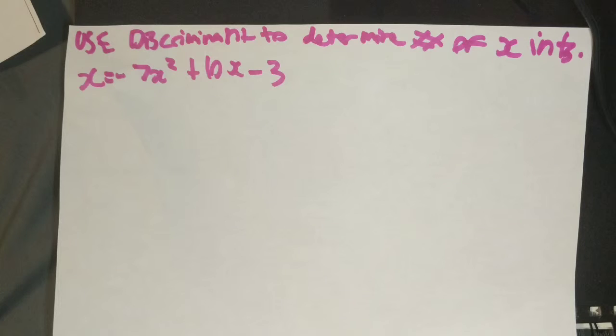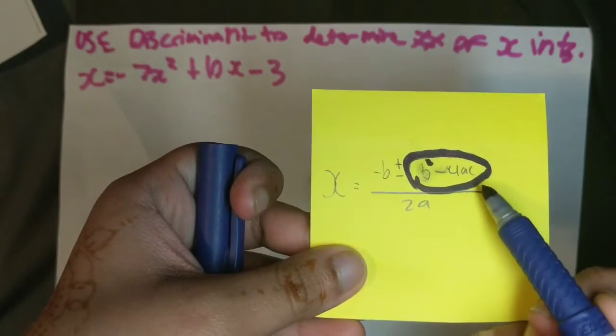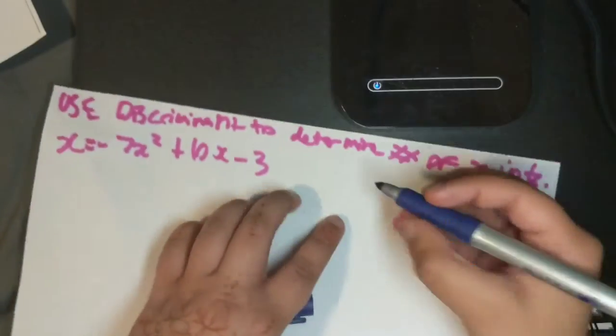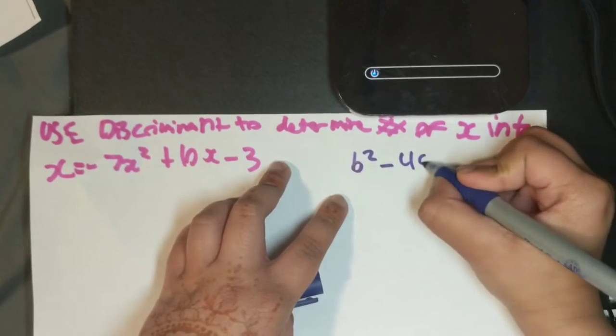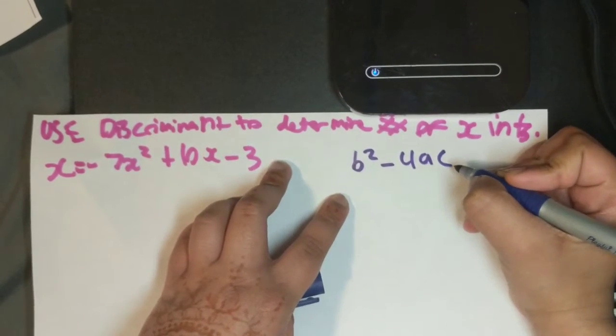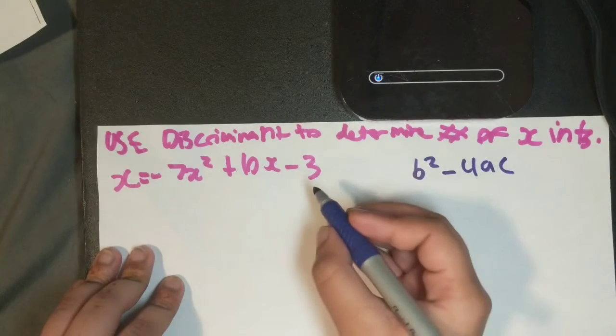Next, we're going to use our discriminant to determine the number of x-intercepts in the equation. Okay, so our discriminant is what is under our square root here, which is b squared minus 4ac.